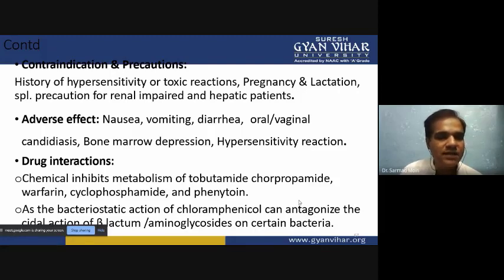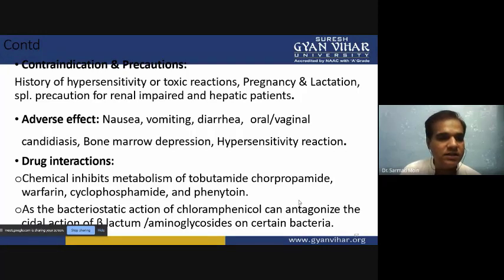That's why we categorize them together, and their effects are also the same, like nausea, vomiting, diarrhea, oral and vaginal candidiasis, bone marrow depression, and hypersensitivity reaction. So these are different types of side effects, and especially when we are treating a patient with a combination of chloramphenicol and tetracycline, these side effects will come.